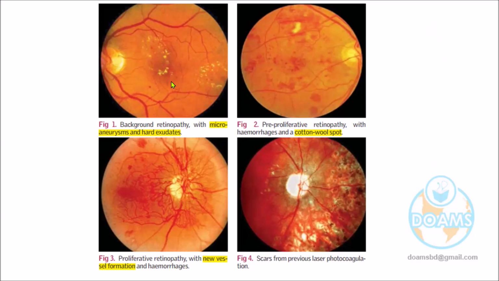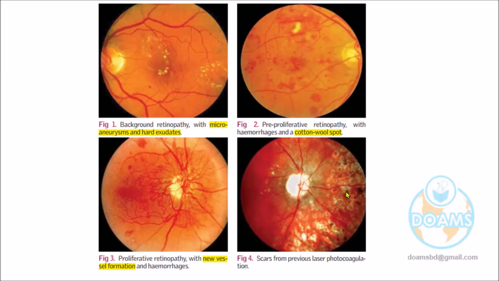Again, maculopathy can happen in any stage of diabetic retinopathy. So maculopathy is always an emergency. Emergency means the patient may lose vision. So our job is to refer to the ophthalmologist. So these are the disease processes.